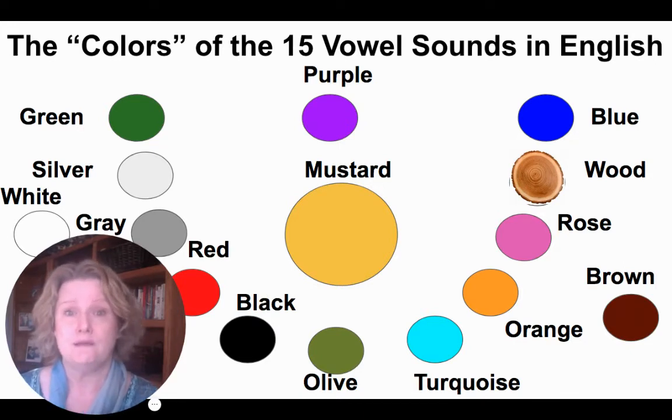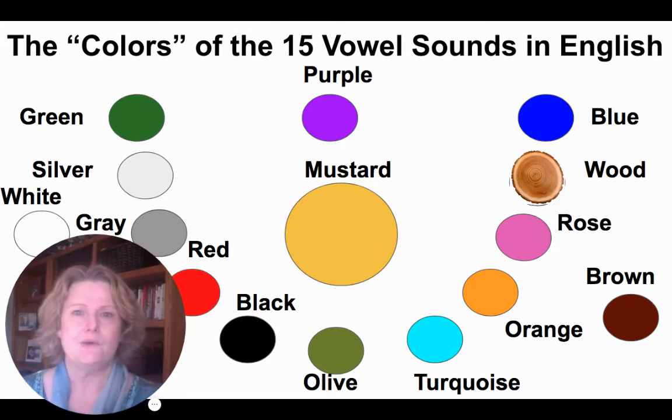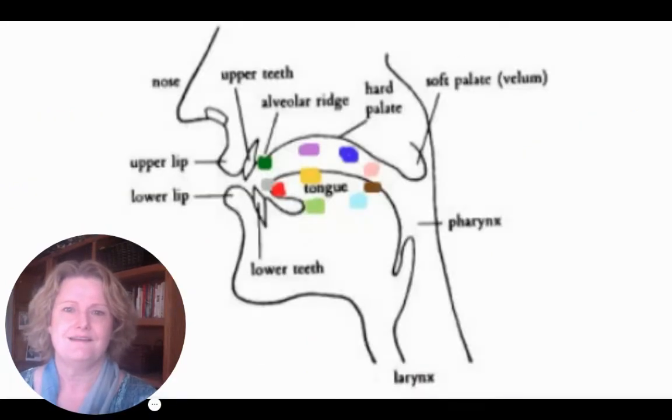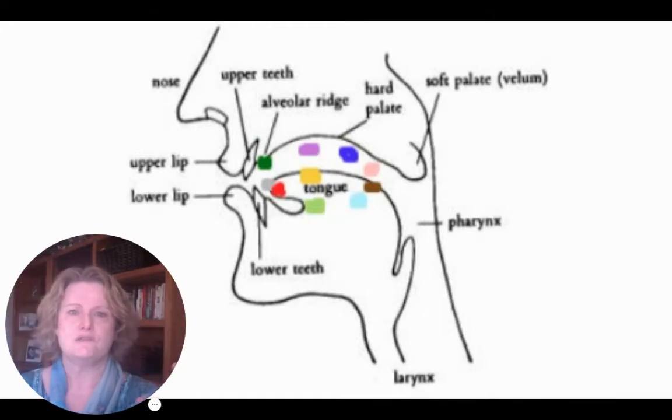Turquoise, oi, also a diphthong, oi. You have it in easy words like boy, toy, and noise. And brown, ow, is a diphthong, but usually not a very difficult one. So here I have some of them represented in the mouth. So again, you can think of the whole chart as representing where in the mouth it is.